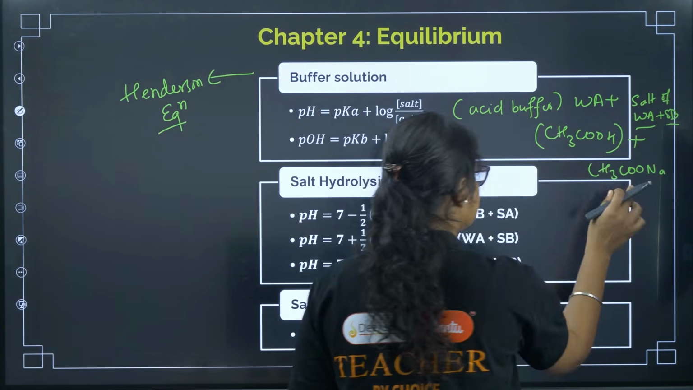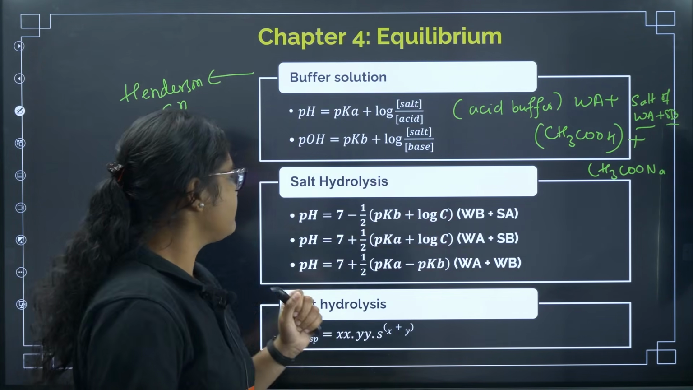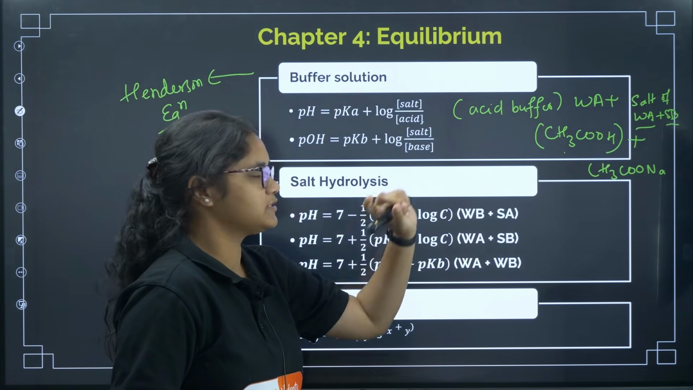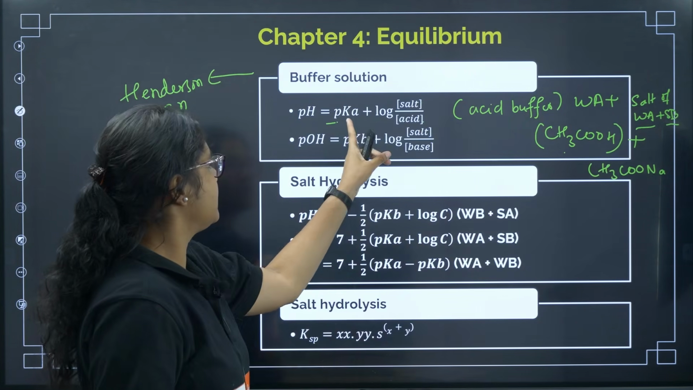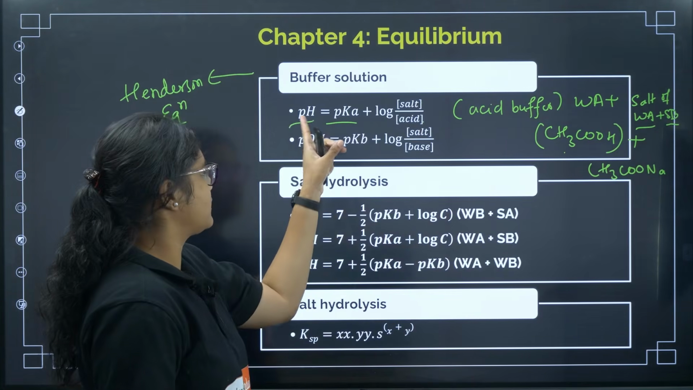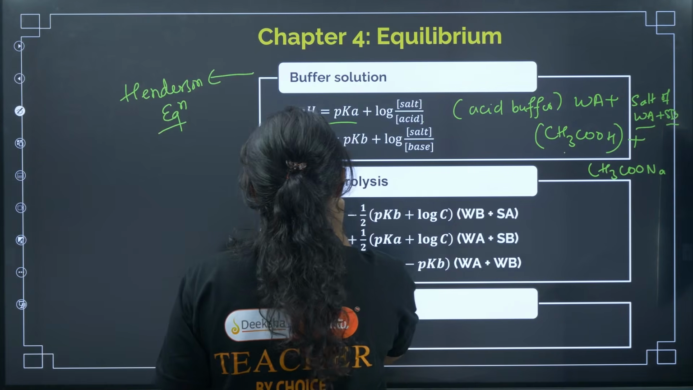Right. So now these two compositions together will give you a buffer. If you see, the salt concentration we have to substitute here, the acid concentration we have to substitute here. Then the pKa value we can substitute, that will be given in the question, and we have to calculate the pH. Similarly, for a basic buffer, this is the formula for a basic buffer.